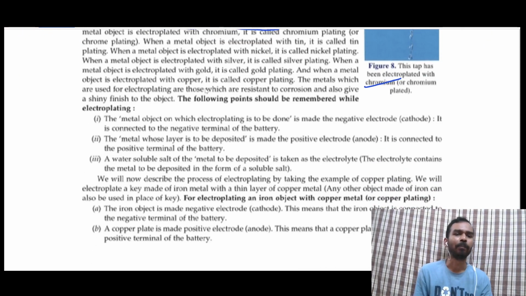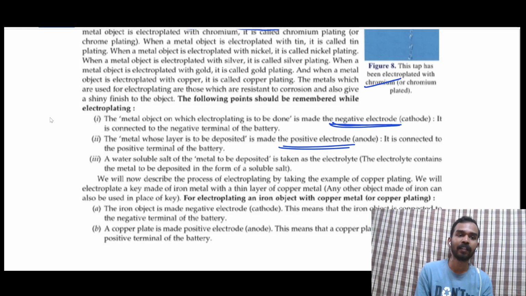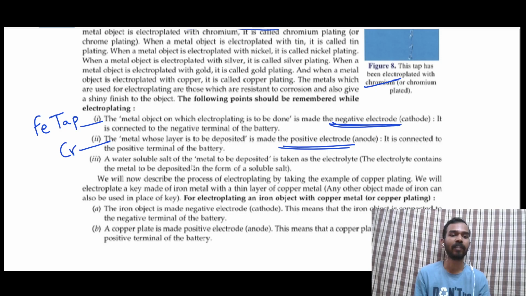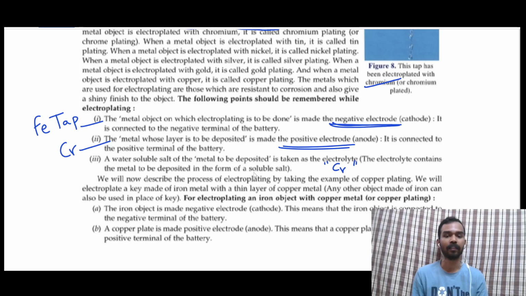Now the metal object on which the electroplating is done is made the negative electrode. That is a very important point. And the metal whose layer is to be deposited is the positive electrode. So in this case, the iron tap is the negative electrode and the chromium sheet will be the positive electrode. Then you have an electrolyte, a water soluble salt of the metal to be deposited. That means something to do with chromium, chromic oxide or something should be there. Then only the chromium will pass from this metal into this solution and into this tap. How it is happening we will see.